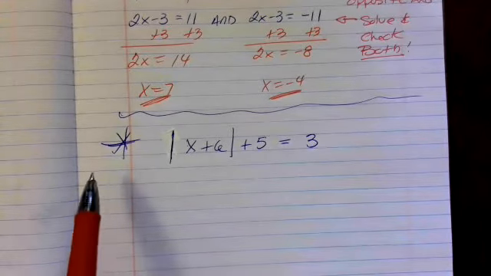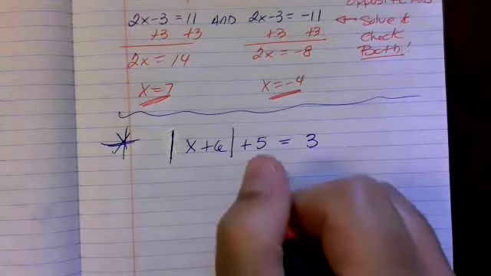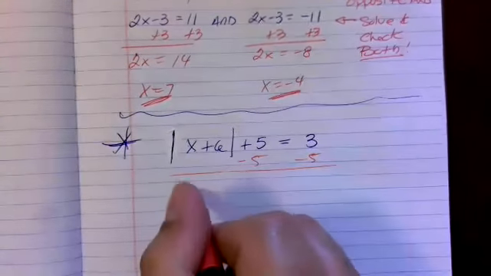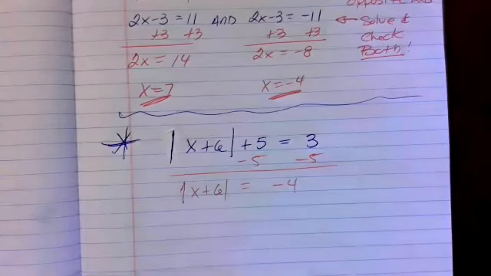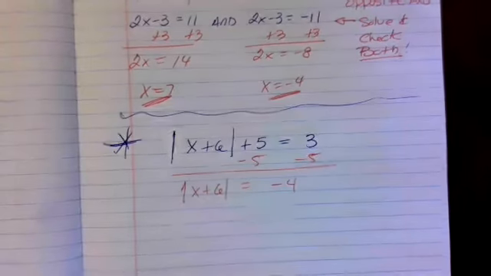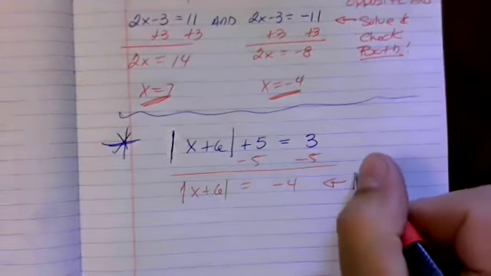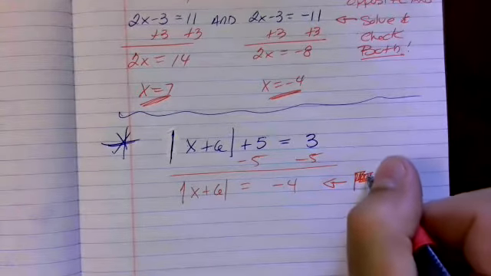I put a little star here because this one's a little bit different, but you'll see right away. I'm going to subtract 5 from both sides. I'm going to get the absolute value of x plus 6 is equal to -4. And right here, I know there's a problem. Red flag.